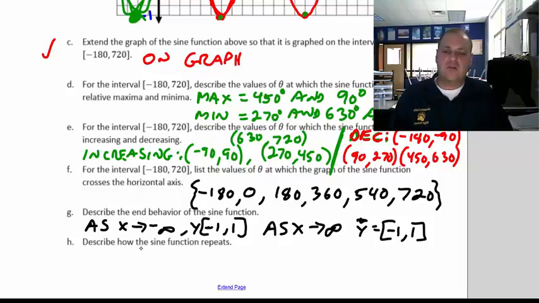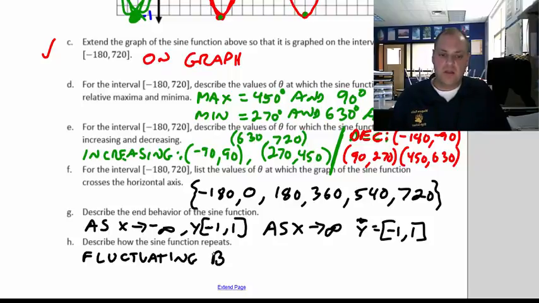And describe how the sine function repeats. So what does it do? The sine function just keeps going, it keeps fluctuating between negative 1 and 1.